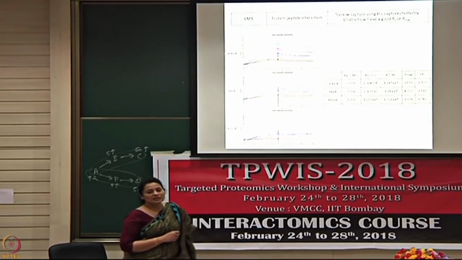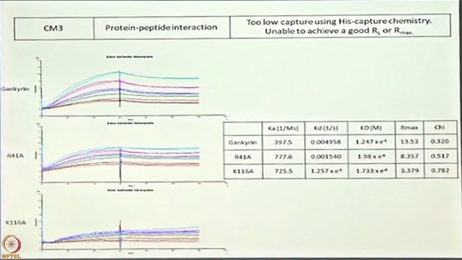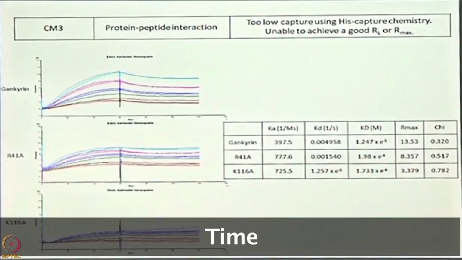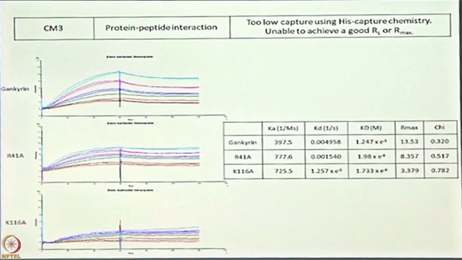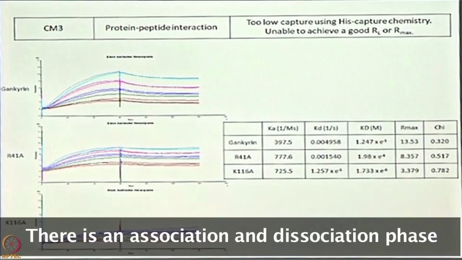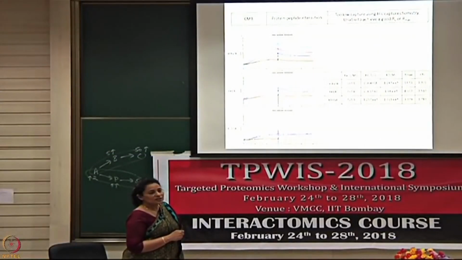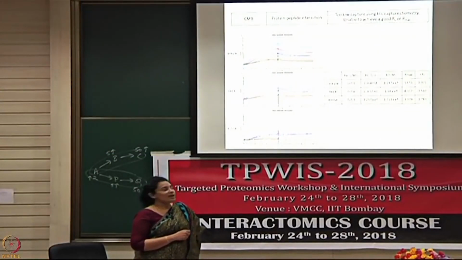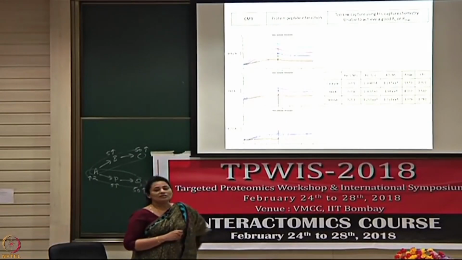So do you know how to interpret a sensogram? What is in the x-axis? Time. What is in the y-axis? RU units. Okay. And then what is the sensogram telling us? There is an association phase and the dissociation phase. Great. And what is in between the association and the dissociation phase?